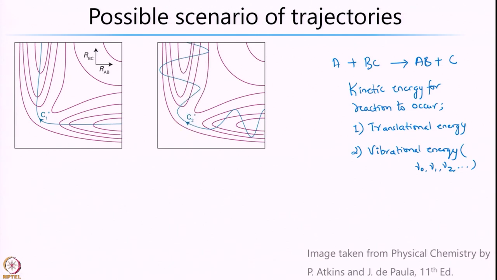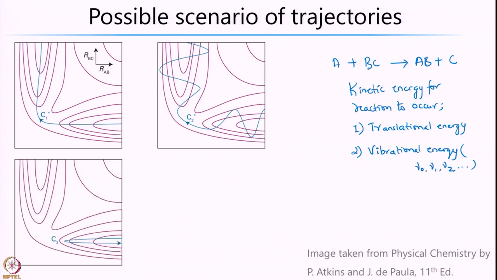Interestingly, in this case what you observe is that the product which comes out will also be in the excited state, that is the AB would also be in a vibrationally excited state rather than a ground state. This is because the BC bond which we started with is initially in an excited state and has enough energy to collide with A to give rise to the product. Right. This is a simpler scenario.